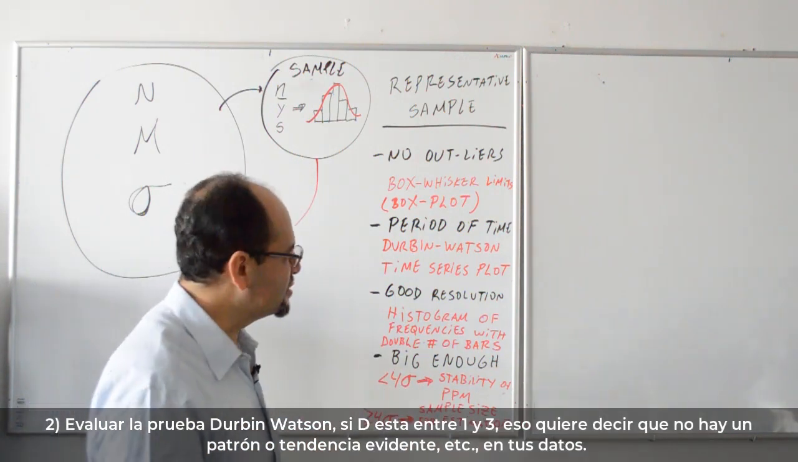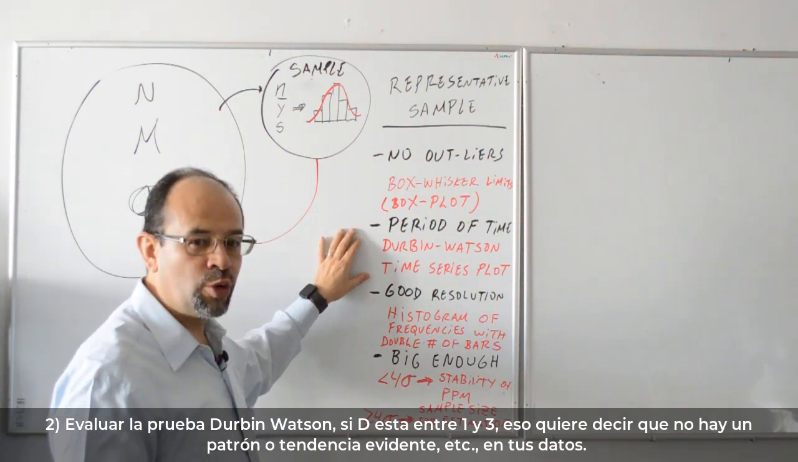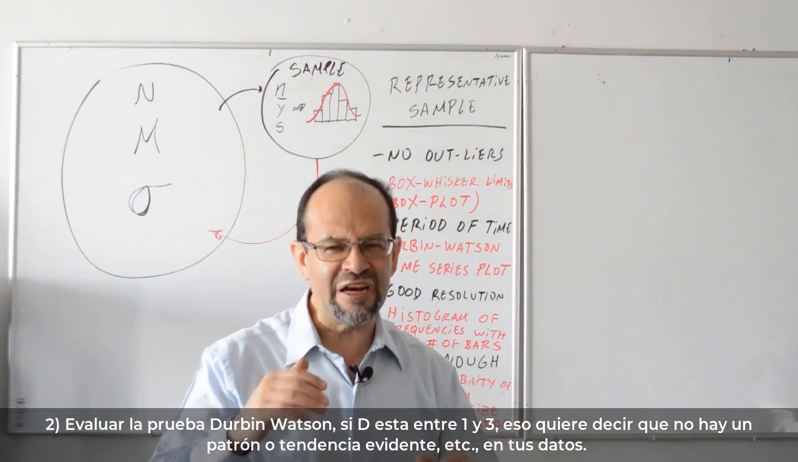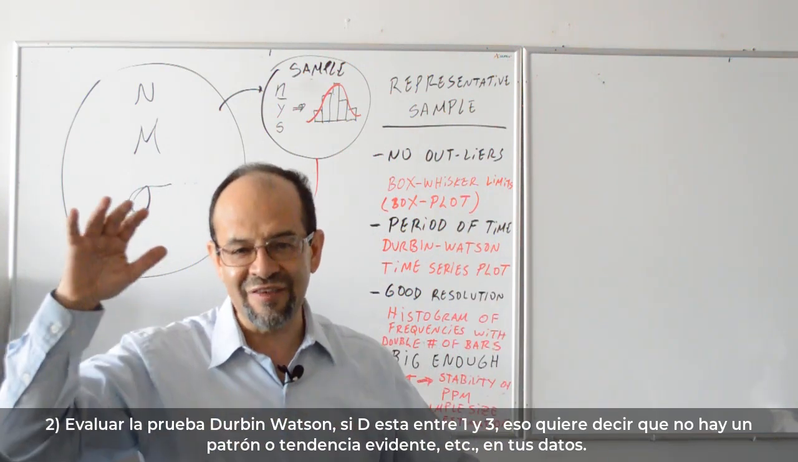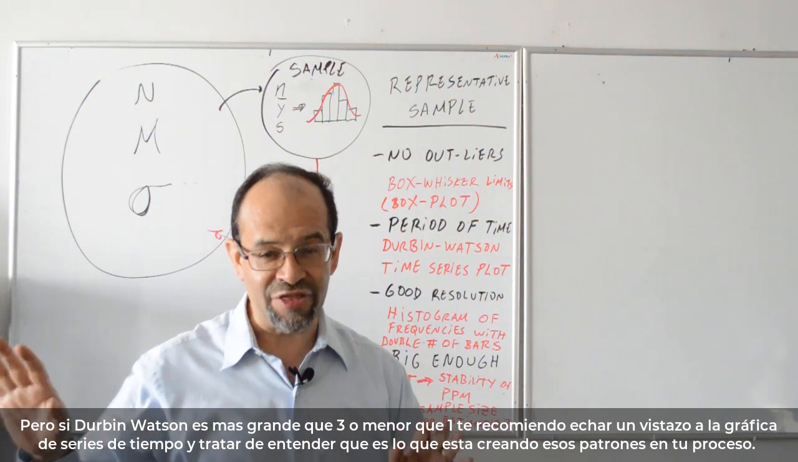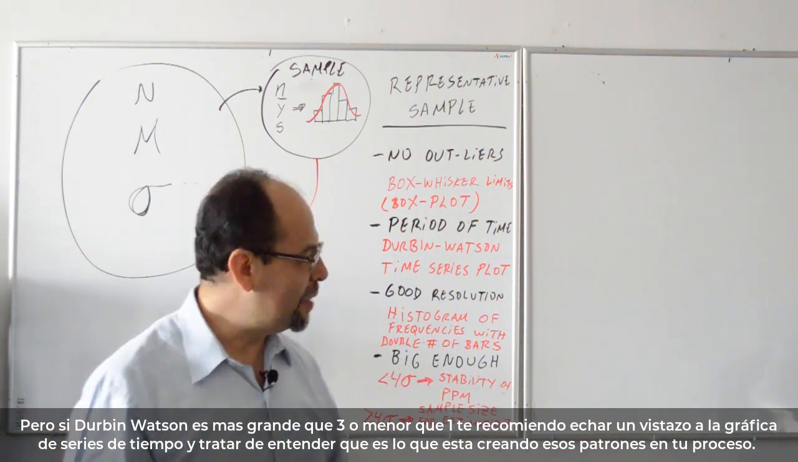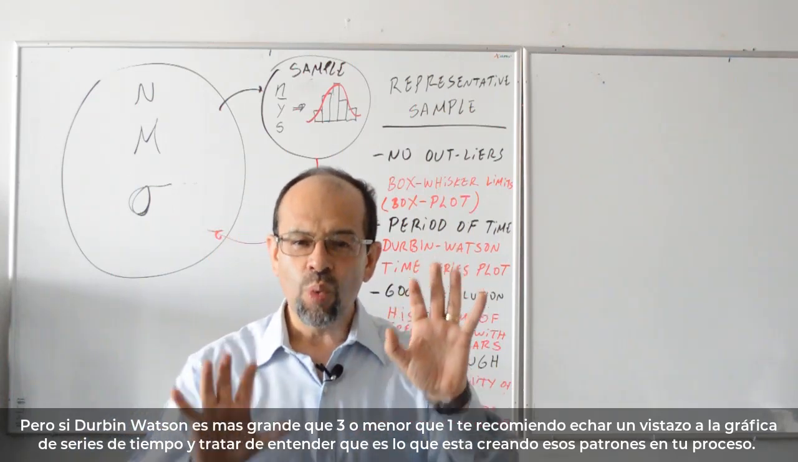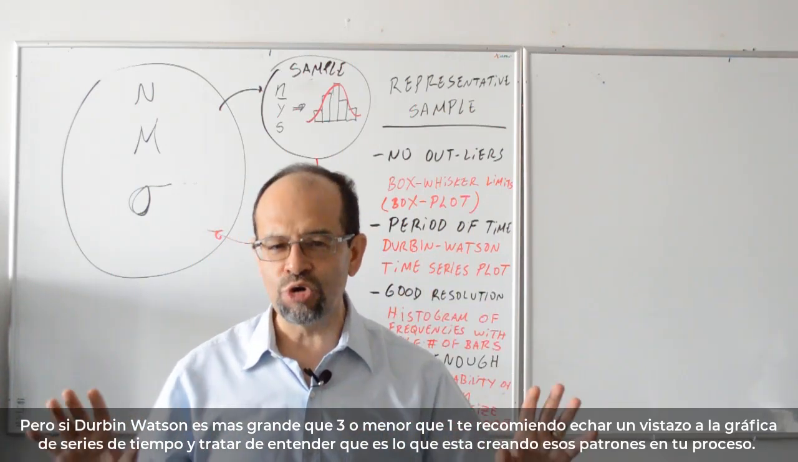The second test is to evaluate the Durbin-Watson test. If D is between 1 and 3, that means that there is no evident pattern, no evident trend, in your data. But if Durbin-Watson is greater than 3 or smaller than 1, I recommend you take a look at a time series plot and try to understand what is creating those patterns in your process.